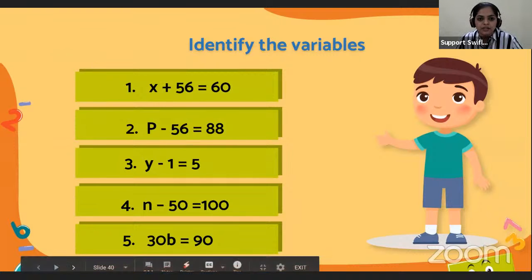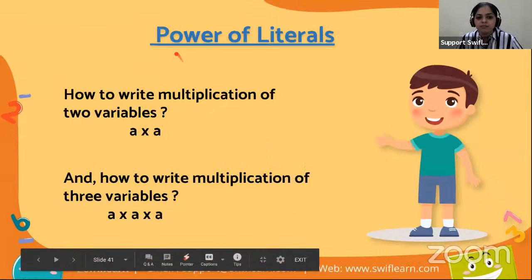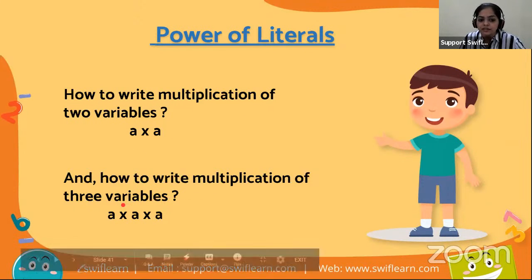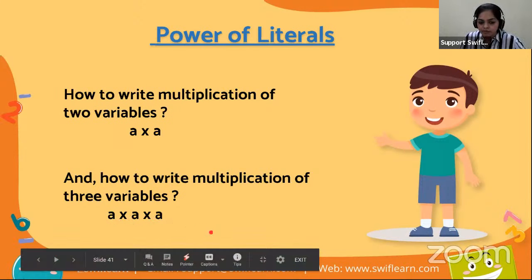All right. So now the topic is power of literals. How can we represent the power of any literal? Let's take one example: how to write the multiplication of two variables. We can write it like this: a into a. And if I have to multiply three variables, then again it is easy: a into a into a.